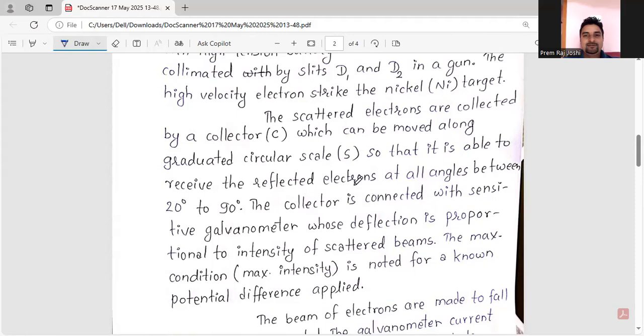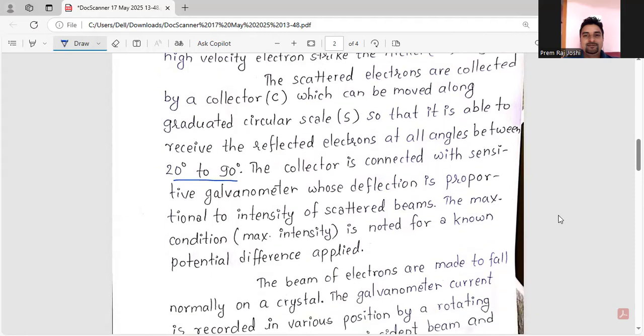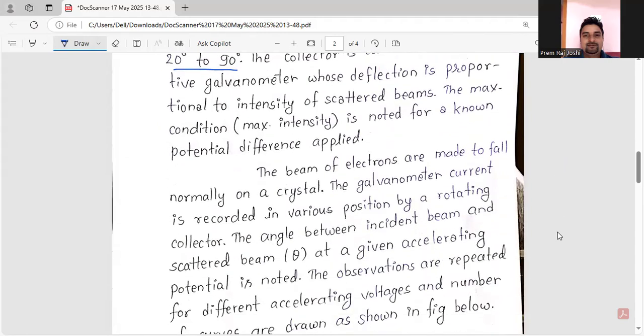It is able to receive the scattered beam from an angle of 20 to 90 degrees. The collector is connected to a sensitive galvanometer, as you have already seen, whose deflection is proportional to the intensity of the scattered beam. The greater the intensity of the scattered beam, the more deflection we can observe from the galvanometer.